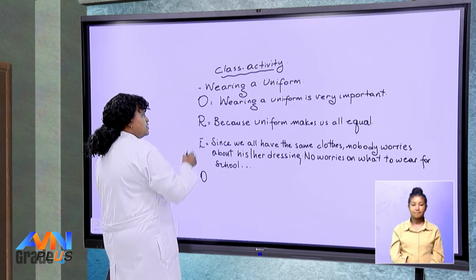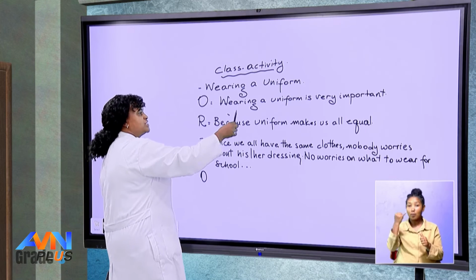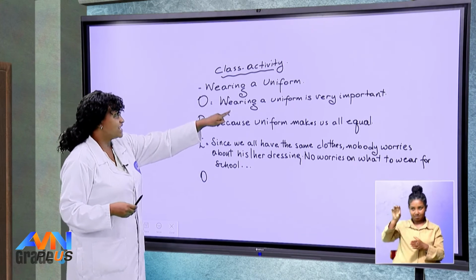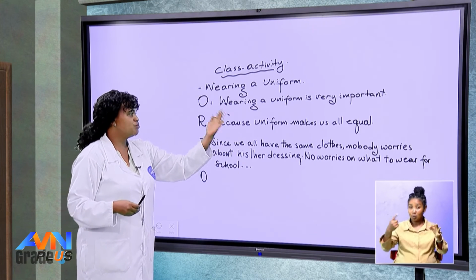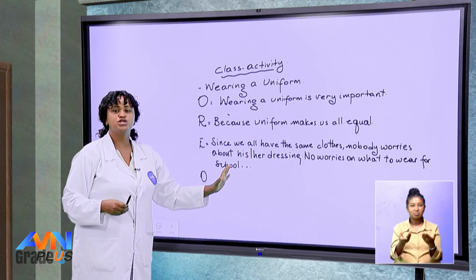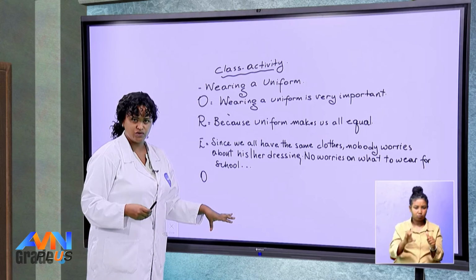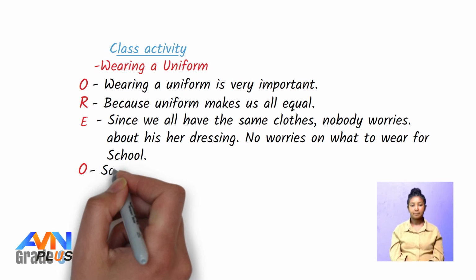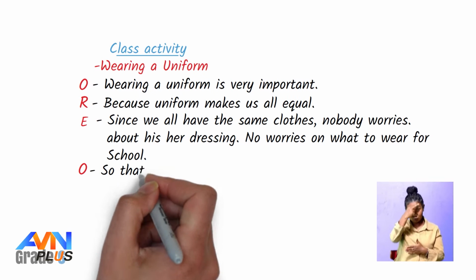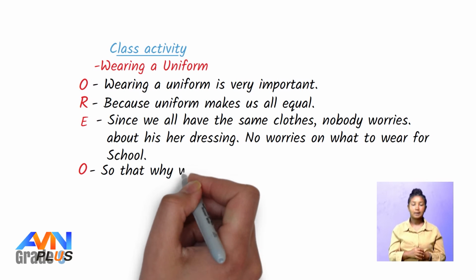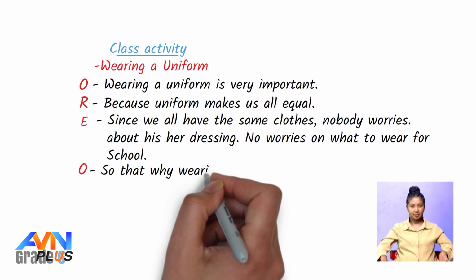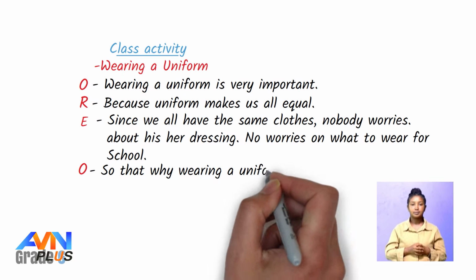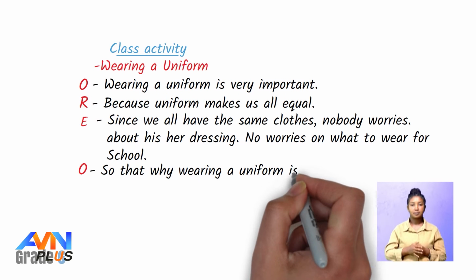All right, let's come to our conclusion, which means let's give our opinion again. All right, what was our first opinion? It is what? Wearing a uniform is very important. So we have to come up with this because that is the sentence that we are giving more explanation about. So we don't have to change our first opinion on the last one. All right, so how do we say? So that's why wearing a uniform is important.